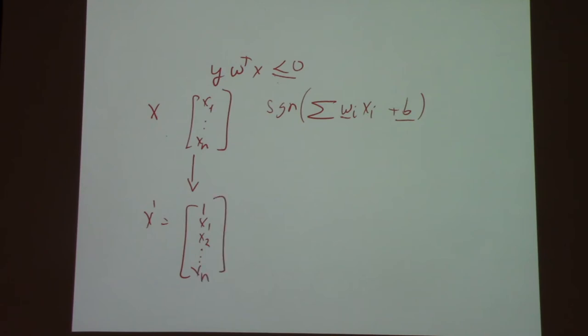This is an n-dimensional vector. This is an n plus 1-dimensional vector. Here, this is the same as, and let's define w0 equals b.